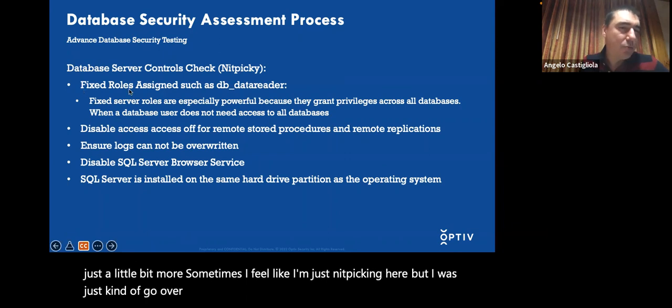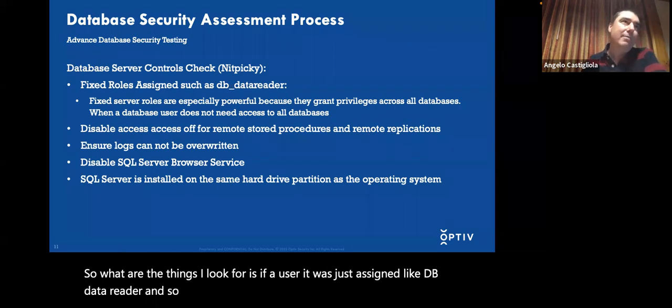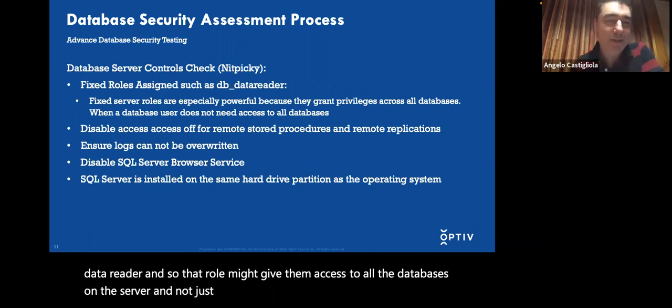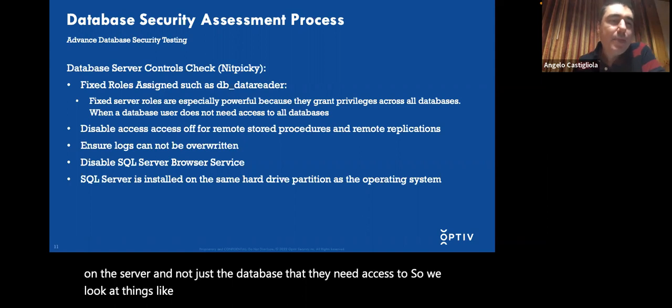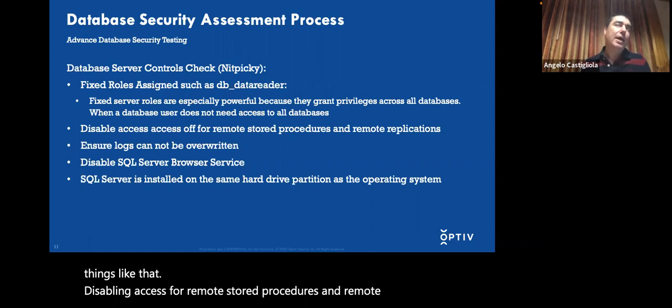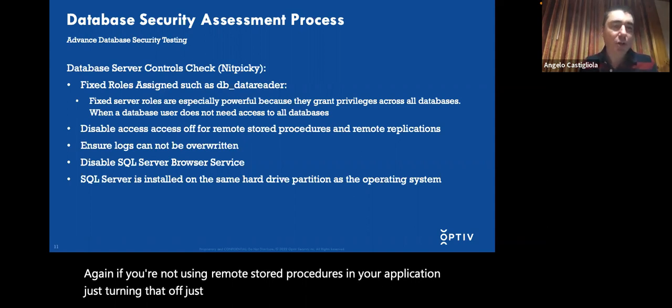So, fixed roles. One of the things I look for is if a user was just assigned something like db_datareader, and that role might give them access to all the databases on the server and not just the database that they need access to. So we look at things like that. Also, disabling access for remote stored procedures and remote replications. Again, if you're not using remote stored procedures in your application, just turning that off enhances the security layer.